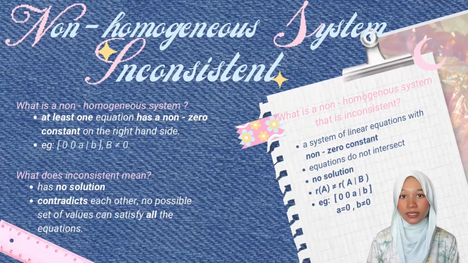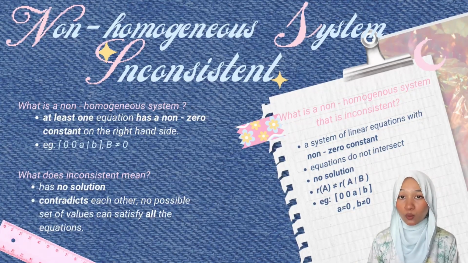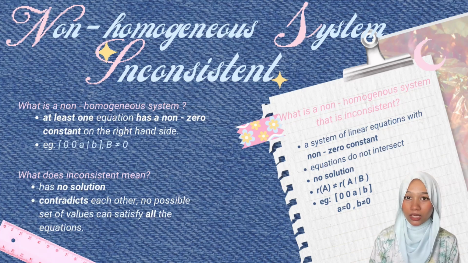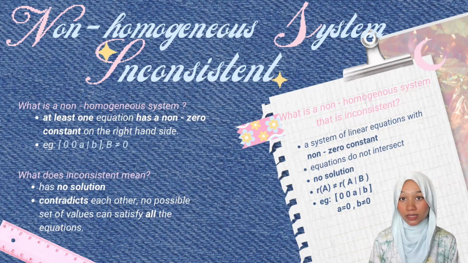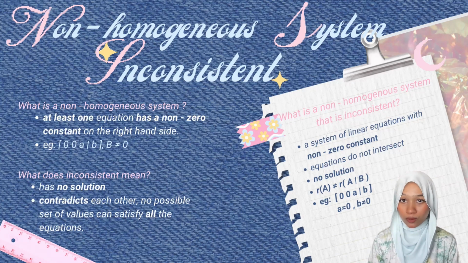A non-homogeneous system of linear equations is a system where at least one equation has a non-zero constant on the right-hand side. Next, what does inconsistent mean? A system is inconsistent if it has no solution. That means the equations contradict each other. There's no possible set of values for the variables that can satisfy all the equations at once.